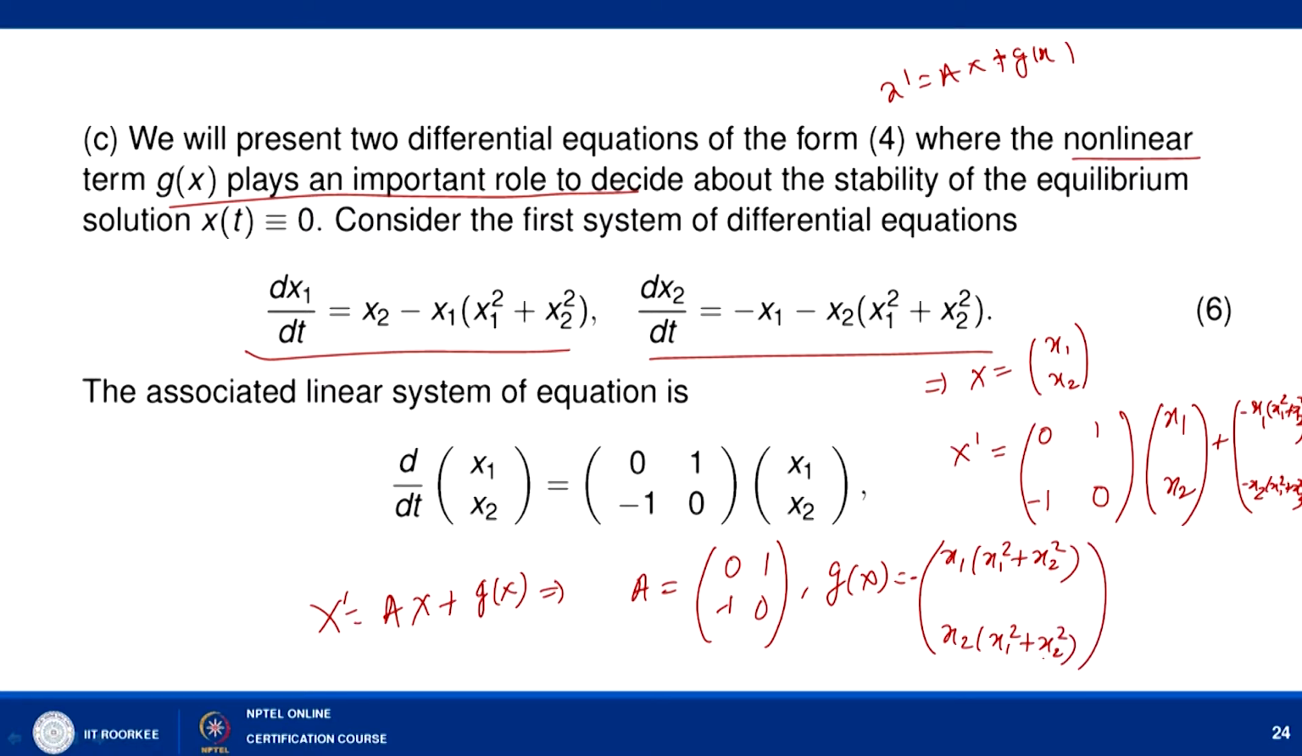Now, if we look at the norm of x, which is the square root of x1²(t) + x2²(t), then I can look at g(x) by norm of x. So, let me write it here. g(x) upon norm of x will be, I can simply write it as minus x1 times the square root of x1² + x2², and x2 times the square root of x1² + x2², right. So, g(x) upon norm of x.